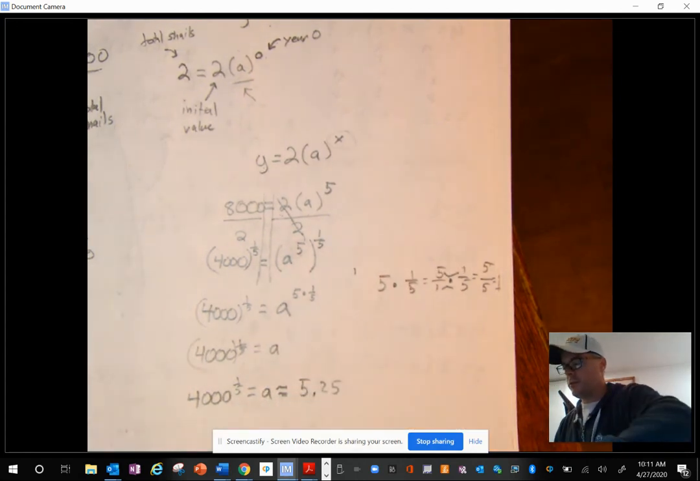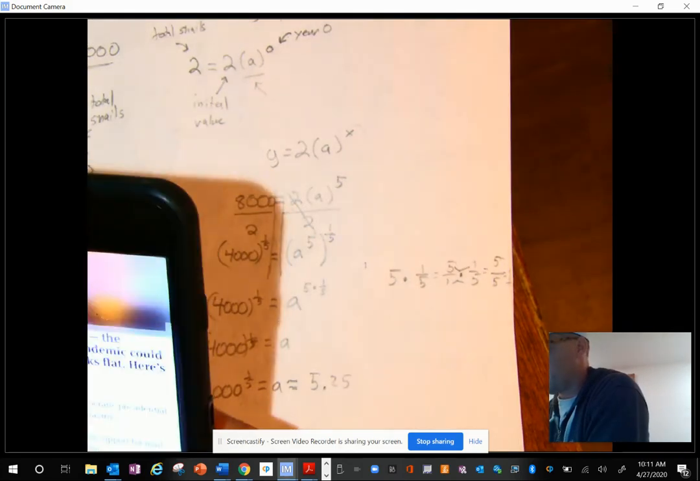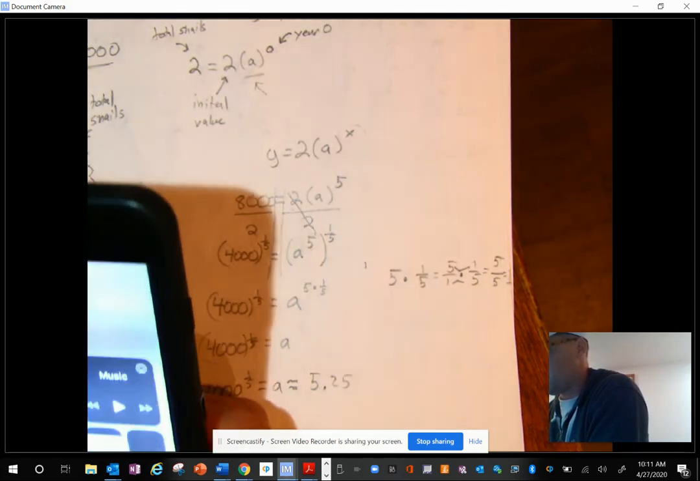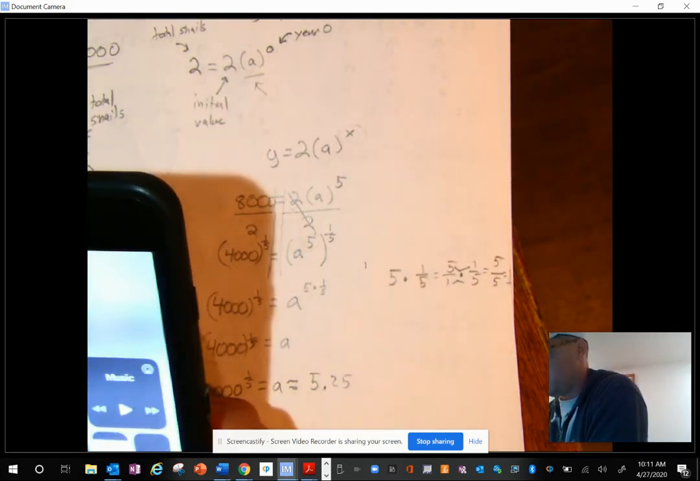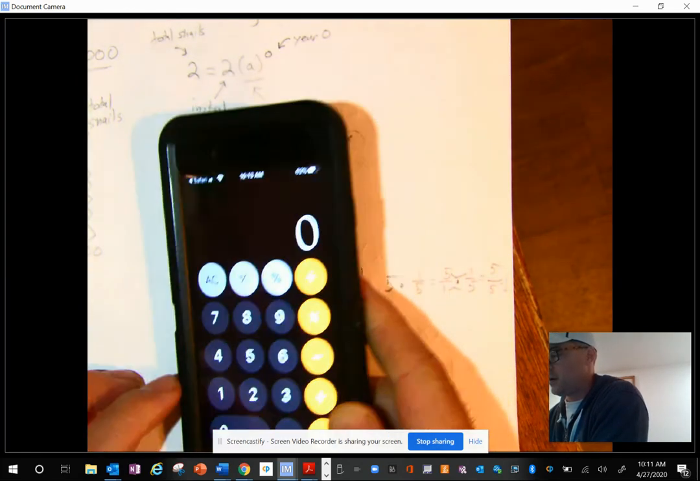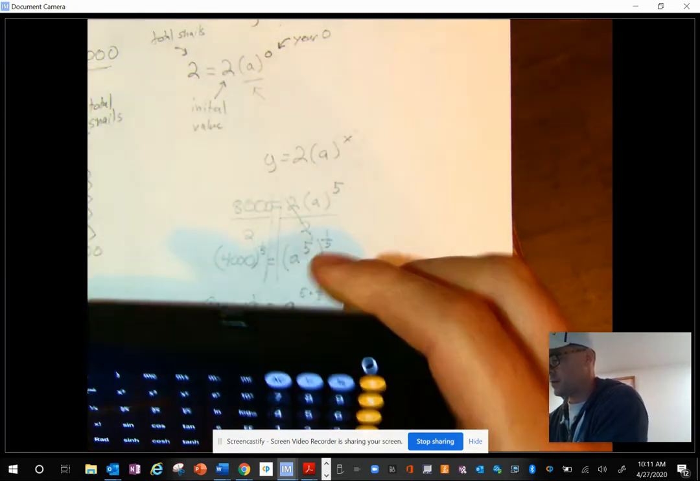All right, so let's go ahead and do that on your phone calculator here. Let me see. All right, so screen lock is off.